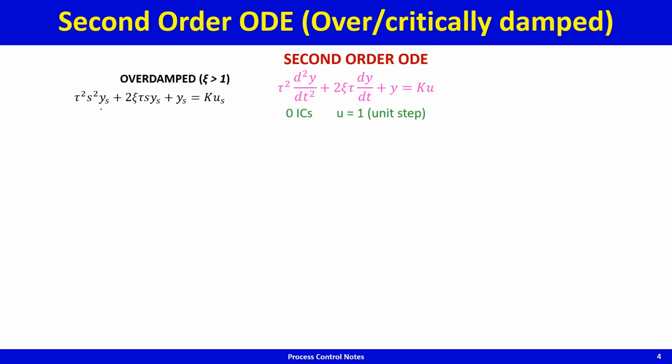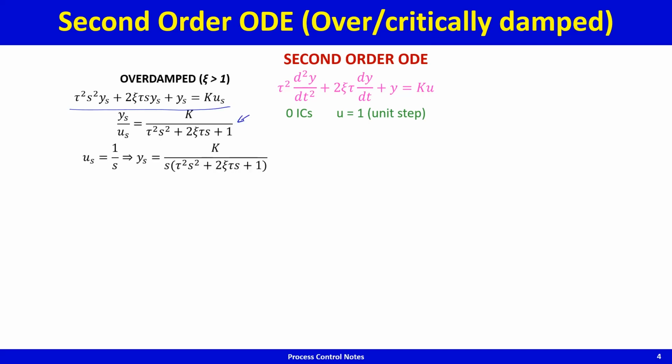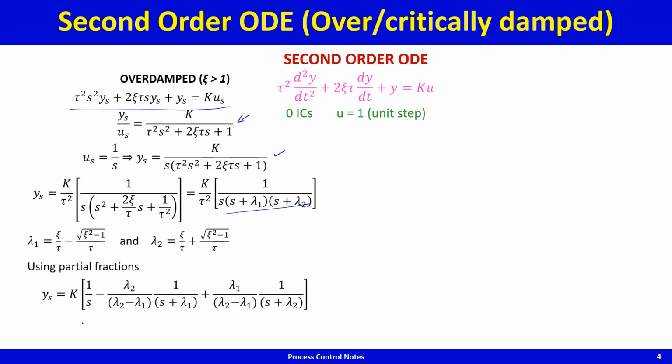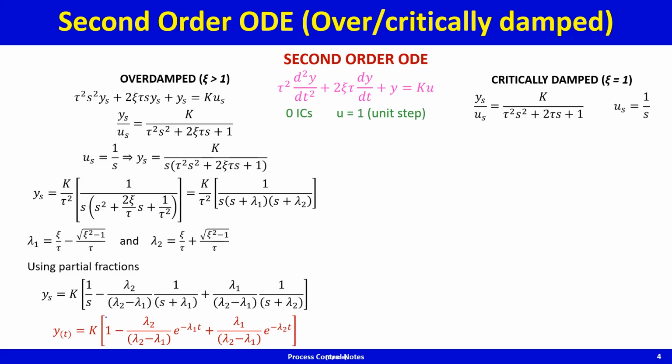taking Laplace transform of both sides, this is what we get. Substitute u s is equal to 1 by s. Of course, this is the transfer function. Substitute u s equal to 1 by s. This is what you get. Use partial fractions to factorize as above, and using partial fractions, this is what we get, and this gives us y of t as noted here.